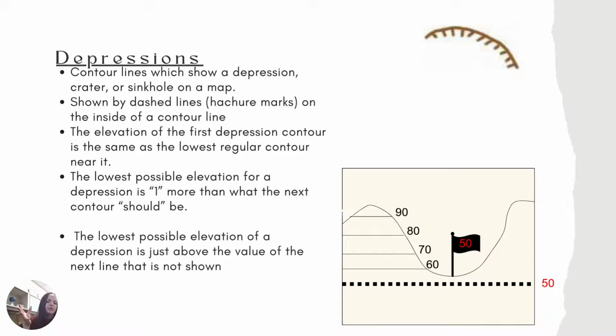If it's a saddle, it's just going to be kind of this big open space between two hills that you might see. Okay, but this one's going to be the opposite of how we determine the elevation of the top of the hill. The elevation of the depression would be the next contour line that's not represented plus 1. So I actually have it wrong here. It should say 51. So the next contour line here would be 50, but it's not represented on the map. So that means that it would be 50 plus 1, so it would be 51. Okay.